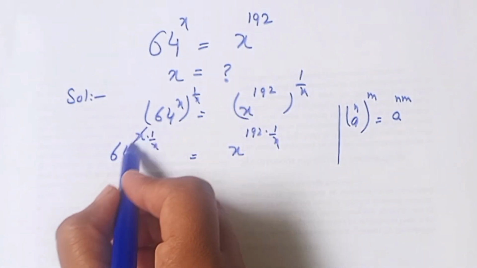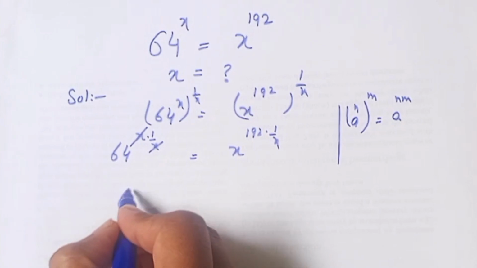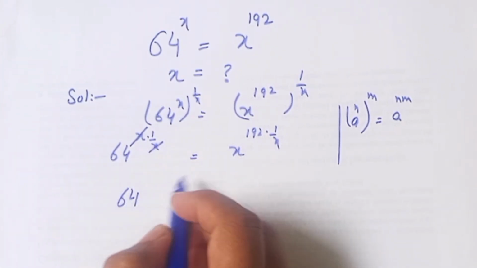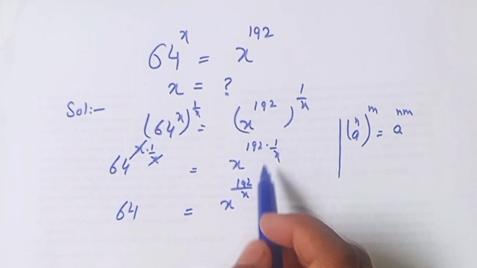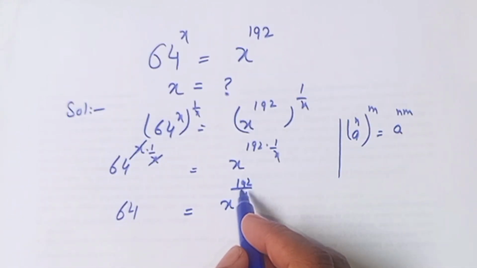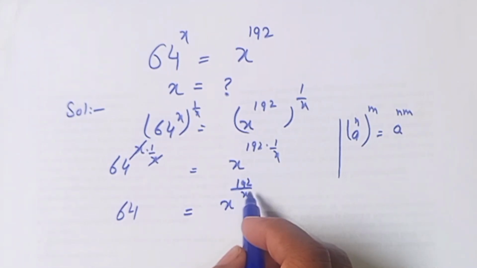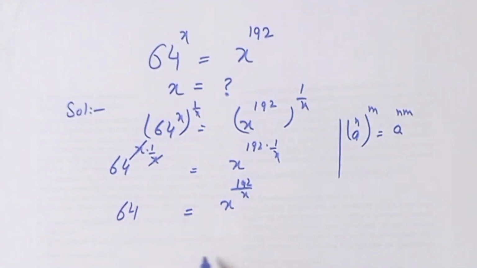So look at this, x and x will cancel. We just get 64 raised to the power 1, which is also equal to 64. This will become x raised to the power 192 over x. And in the next step, we take a power 1 over 192 on both sides of this equation.